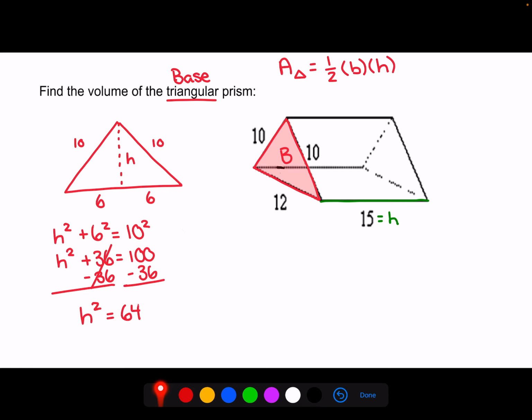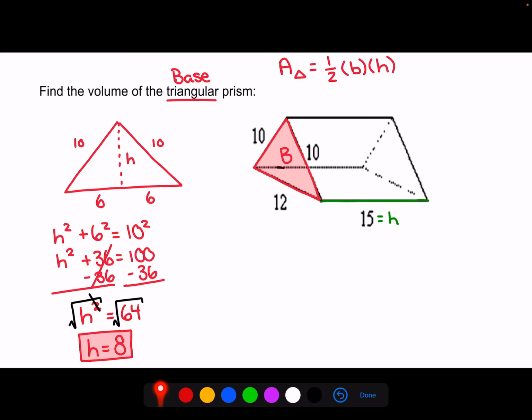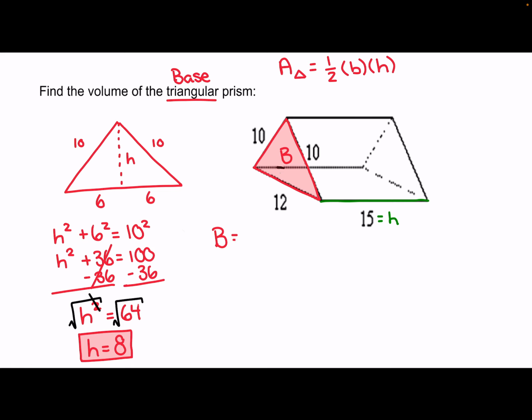6 squared is 36, 10 squared is 100. 100 minus 36 is 64. The square root of 64 is 8. This 8 is what I'm going to use for the height of my triangle. And again, the height and the bases need to be perpendicular, so therefore my base of the triangle, little b, is 12. So therefore the area of my triangle is 1/2 times 12 times 8.